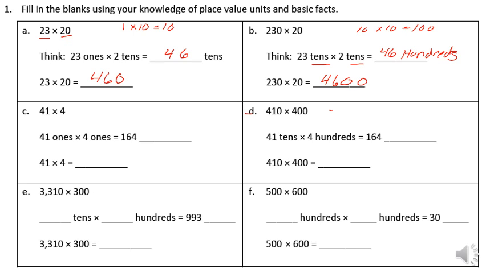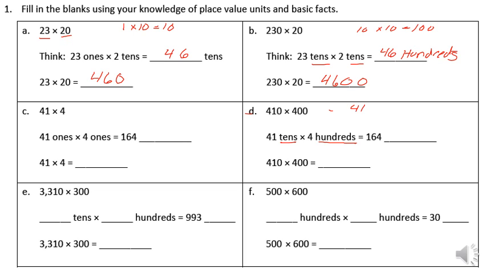And you notice this was tens times tens. In our previous lessons, we've always multiplied ones times tens or ones times hundreds. We'll do one more, D. This time we've rewritten 410 as 41 tens, and 400 as 4 hundreds.